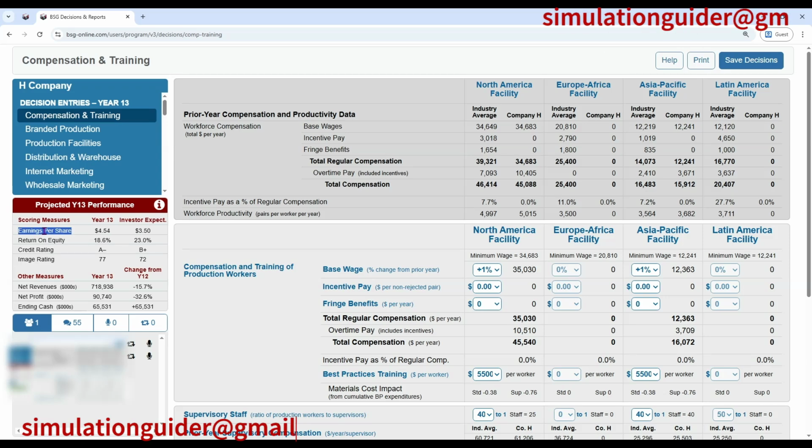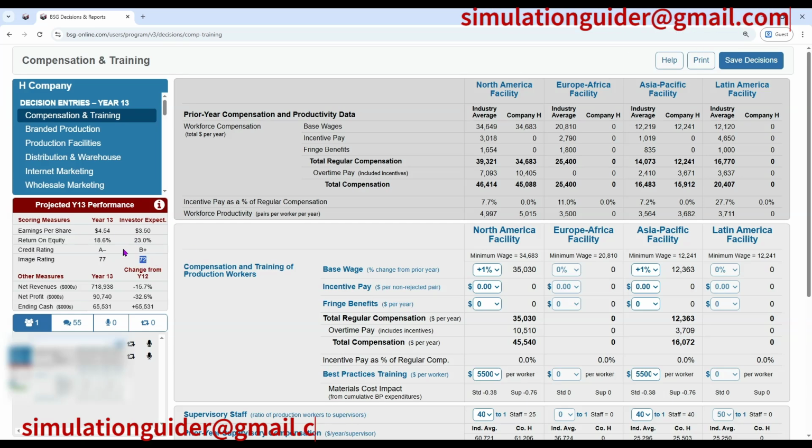You can see under the earnings per share we have 4.54 and the investor expectation is 3.5. ROE is at 18.6. The investor expectation is at 23%. Credit rating is at A minus, and the investor expectation is at B plus. And image rating is at 77, and the investor expectation is at 72.